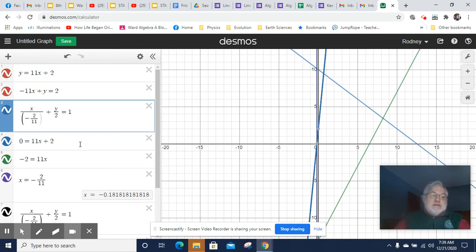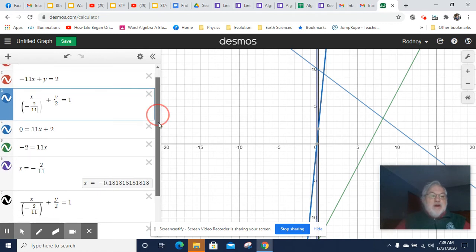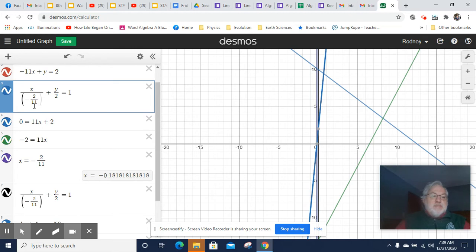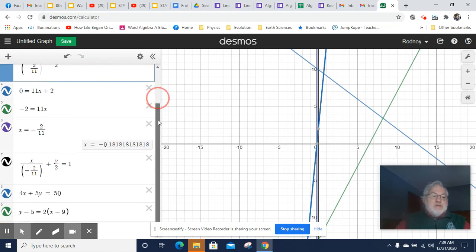Now we've done the exact same thing. That's x divided by the flip of negative 11 halves, which is the same thing. Keep, change, flip works both ways. Okay, well that gave us an intercept form for that, where the x-intercept is negative 2/11 and the y-intercept is 2. It'll work for awkward situations.